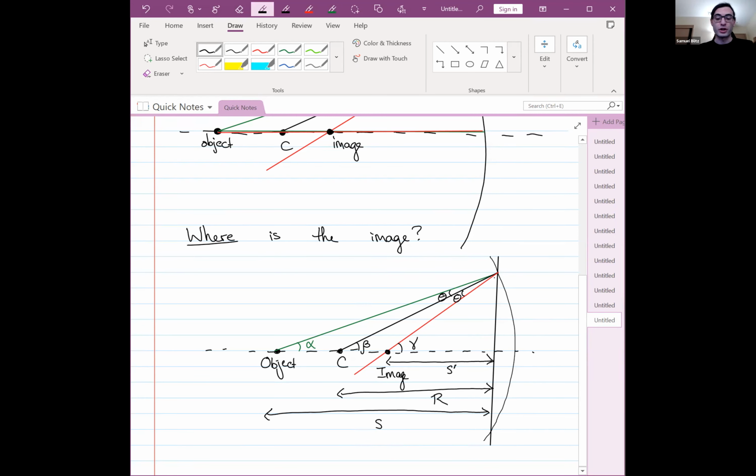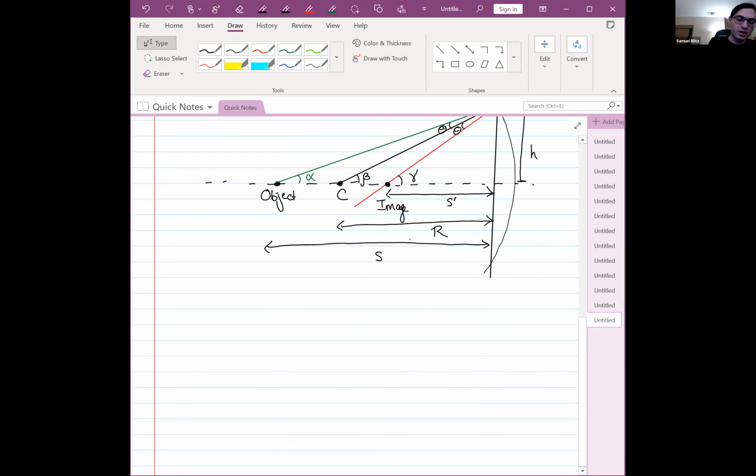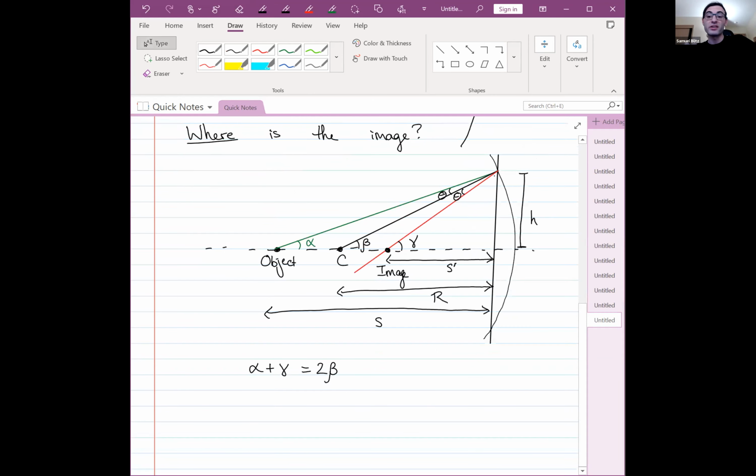So you can do some geometry here. It's a little bit involved, and we can call this distance, say, h. The end result is that we end up with alpha plus gamma is equal to twice beta. Is s prime positive since it's going out? Yeah, so in this case, according to the sign conventions, s prime would be positive, yes.